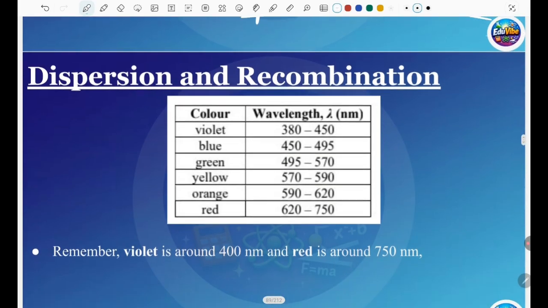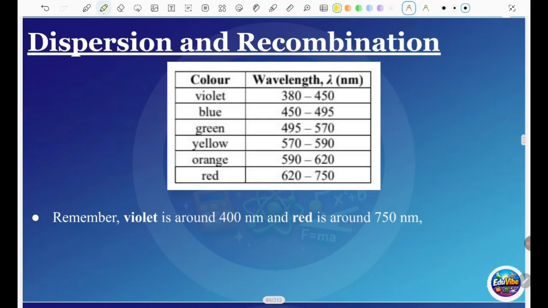One more thing at the end: these are the wavelengths of all the colors. These are the ranges, all in nanometers. You only have to remember violet and red, because they have the lowest and highest wavelength. For violet, we have approximately 400 nanometers, and for red, 750 nanometers. You have to memorize these two, because we will use them.